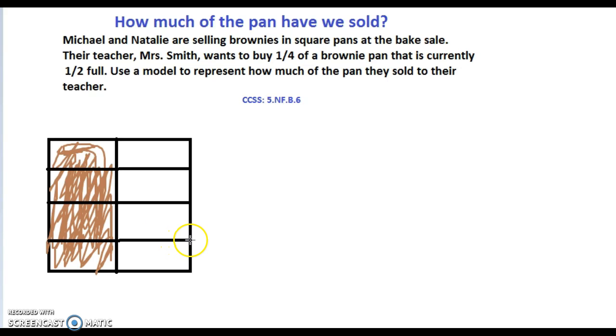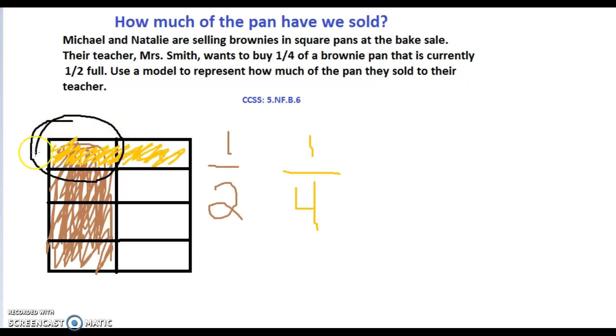Here we go. Now, to represent 4 equal pieces, well, here are my 4 equal pieces, I need to represent one of those. So I'm just going to shade in one of these rows. Now I can really shade in any one of these 4, but I'm just going to stick with the top one. So what does this all mean? Well, I started with half of a pan, and then the teacher bought 1/4 of that pan. Well, how much did the teacher walk away with?